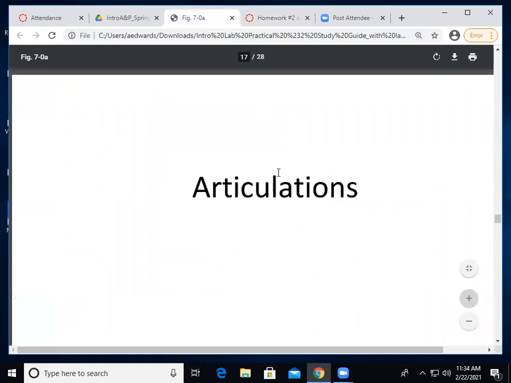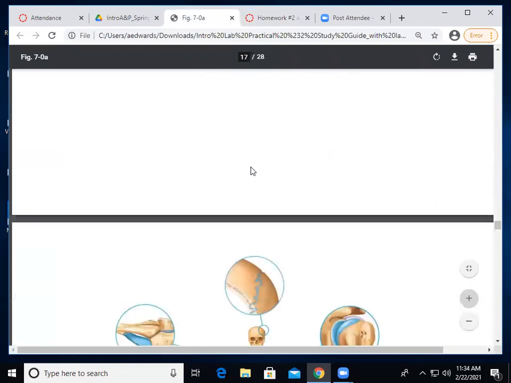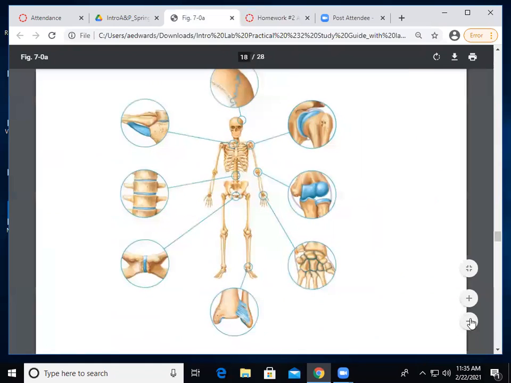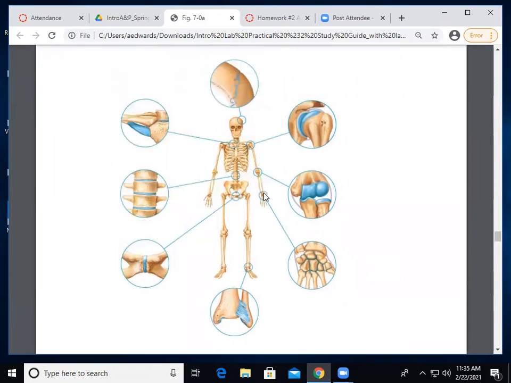So let's talk about articulations. So what are they? Articulations are a fancy word for joints. All right. So here are some different kinds of joints. We're not going to go too specific into different kinds of joints, but I want you to know that there are different types. Okay. We'll learn a lot more about these in lecture, but I do want you to know that there are definitely different types of joints.